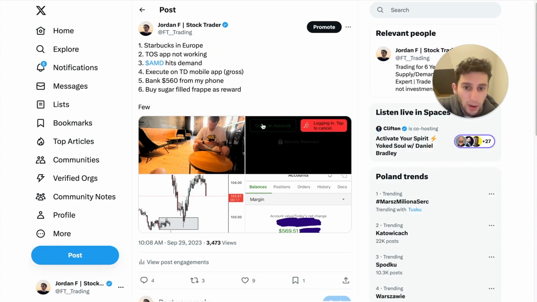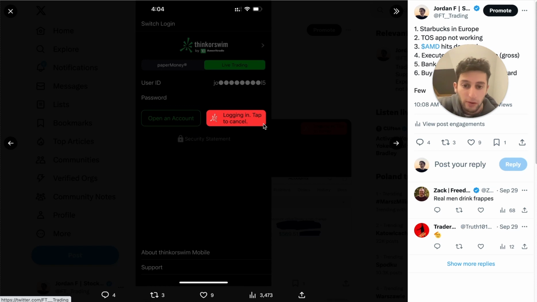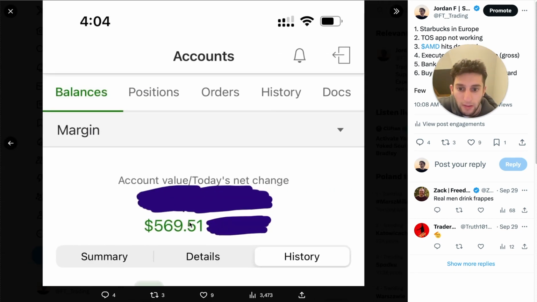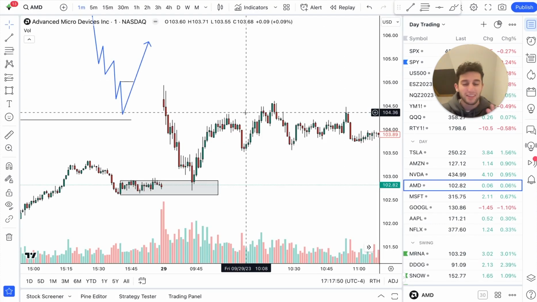And while that was going on, my Thinkorswim app was completely broken, wouldn't let me log in for some reason. But you can see, looking at here, I simply got in, down to the demand, same exact setup, and made $560, and then ended up getting a frappe at Starbucks. But yeah, that was essentially the trade.